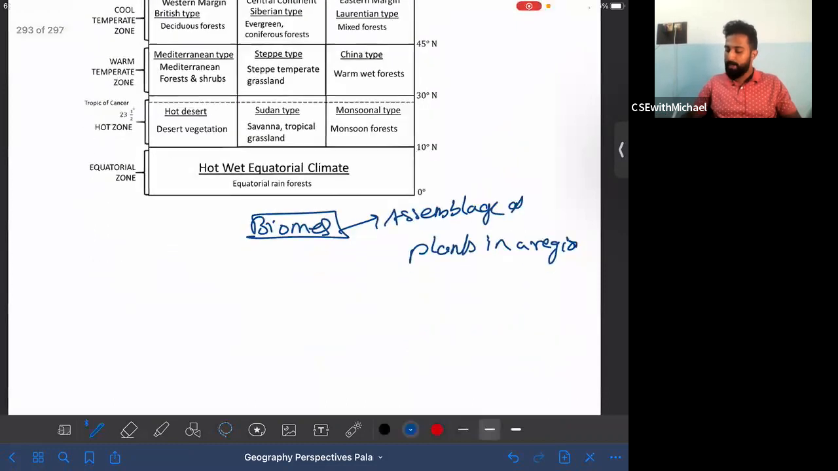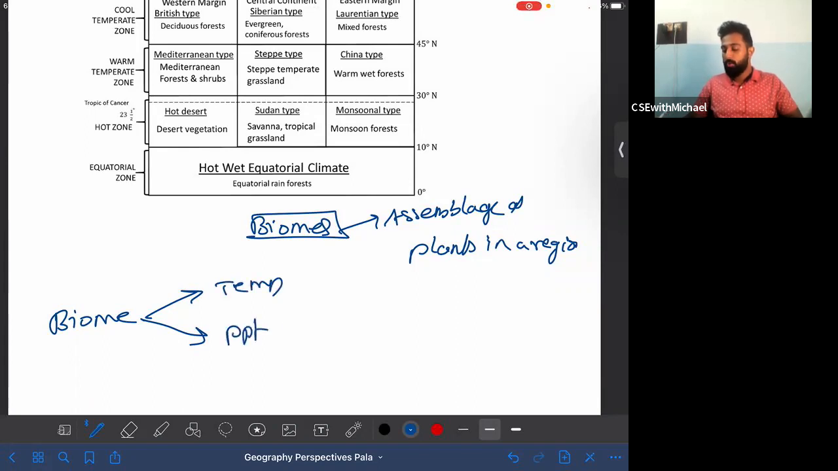Now, we had discussed that any particular biome is a function of climate, and within climate two things are important: the temperature conditions and the precipitation, or precipitation and evaporation combined together, which we can call potential evapotranspiration. We had studied it under Thornthwaite's classification, right? The concept of potential evapotranspiration and things like that.